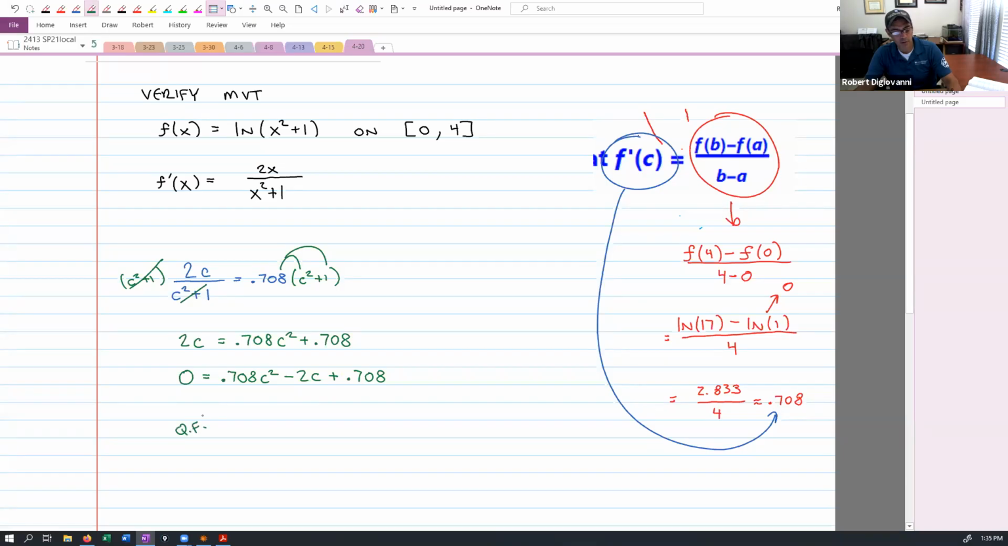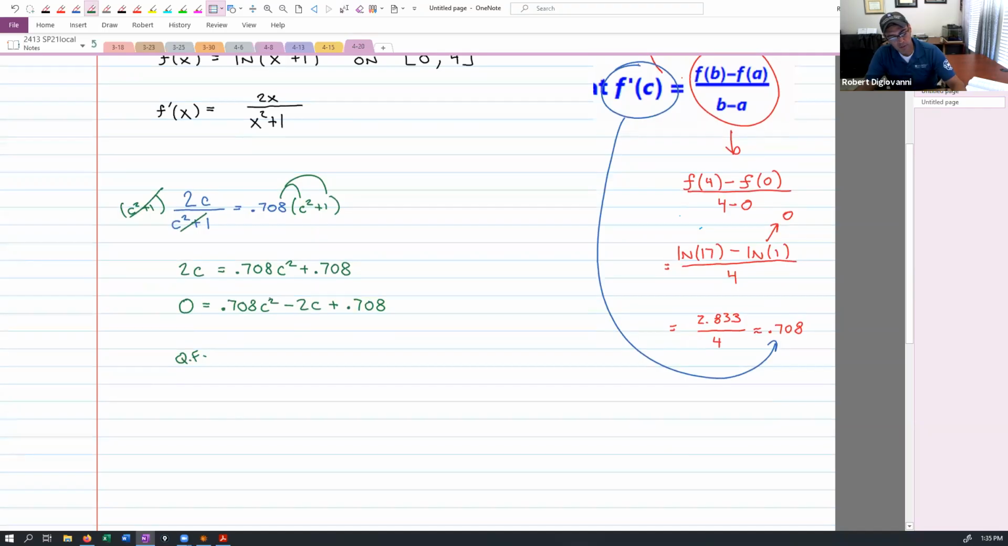Quadratic formula now. So remember, this is A, that's B, that's C. So here we go, quadratic formula. Negative b plus or minus the square root of b squared minus 4 times A times C, all over 2A. Okay, I'm going to do all of this on my calculator, and then I'll just tell you what the final answer is here.